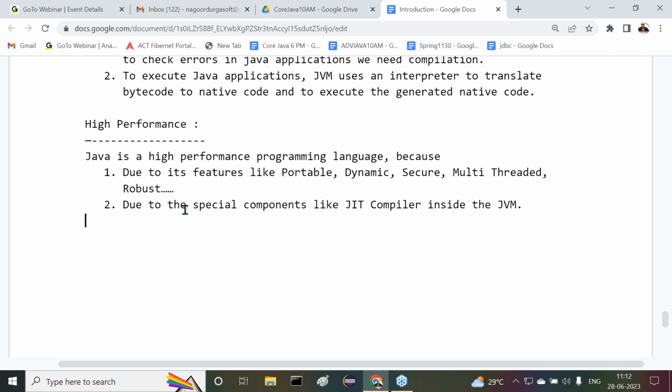Like this, a number of reasons are available. But with our knowledge, we can say two points about this high performance programming language: due to its features like portable, dynamic, secure, multi-threaded, robust, and so on, and due to special components like the JIT compiler inside the JVM. Because of all these reasons, Java is a high performance programming language. Are all of you getting clarity? Fine. So overall, the Java features topic we completed. Clear?